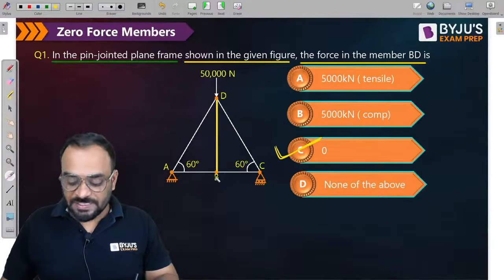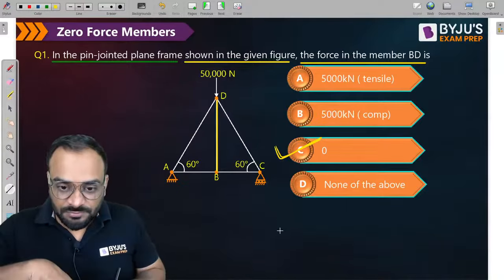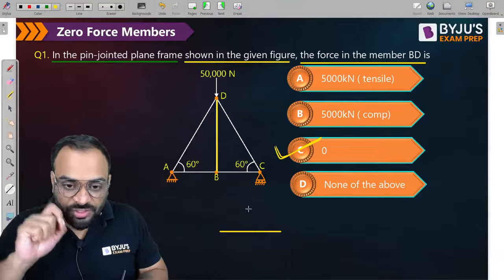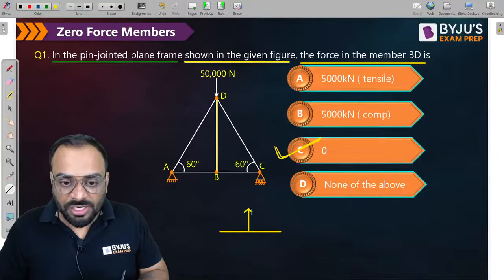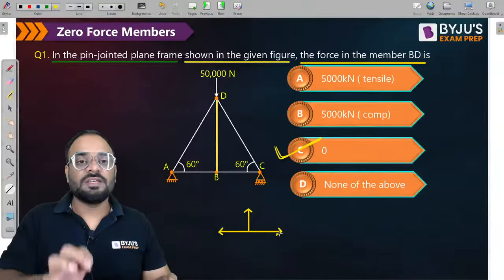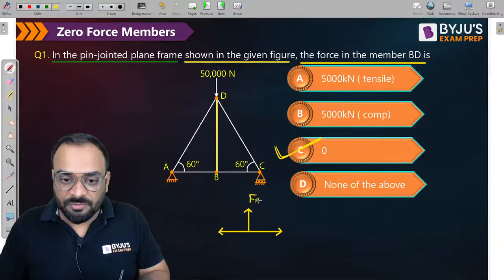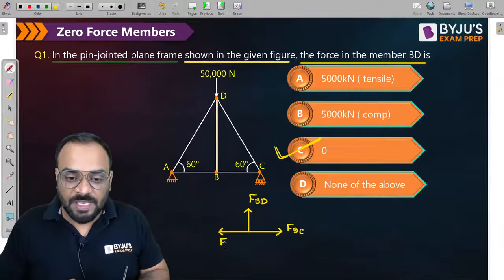But let us suppose guys, if I take the joint B, then what will happen? So you need to draw the free body diagram. How can you draw it? Kindly cut the members and apply tension force in each of the members. Tension means away from the joint, right? So this one is FBD, this one is FBC, this one is FBA.